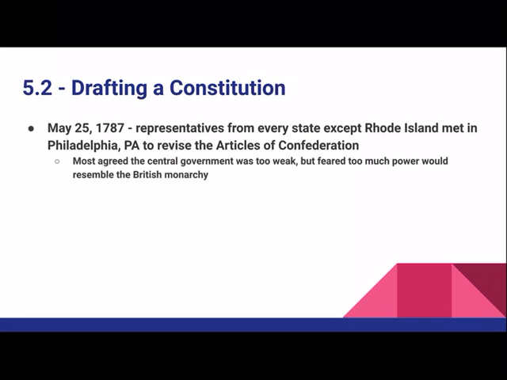They just left that abuse that the king had over them, and so they were fearful of that happening again if that federal, that central, that national government, the government that governs over the entire country, had too much power. They feared it would abuse its power just like the British king had. But they agreed that it was too weak. It couldn't do anything.